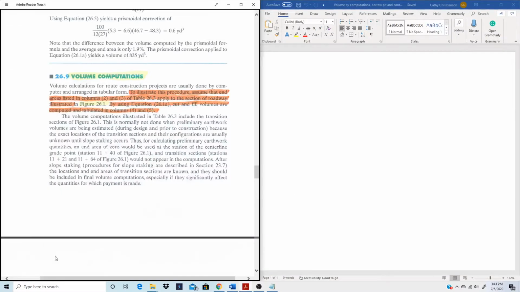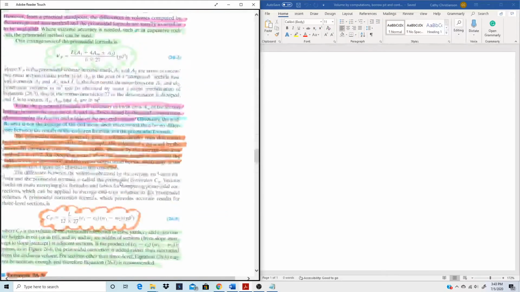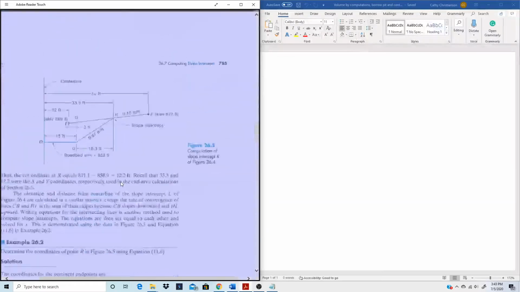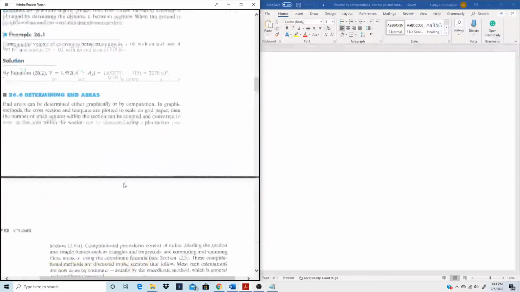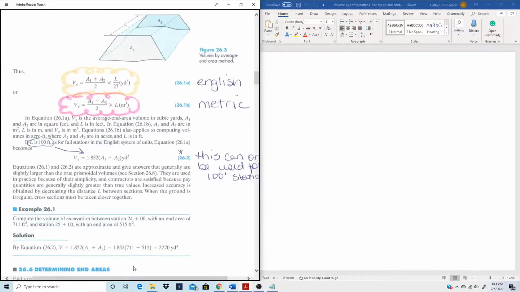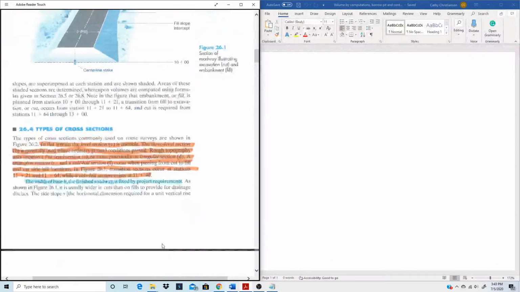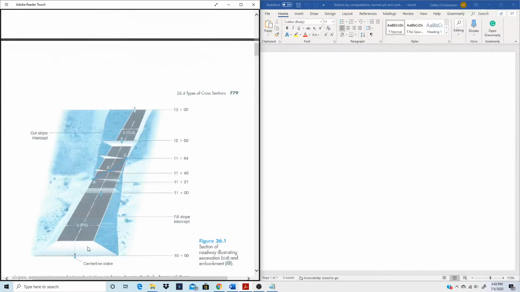Alright, so we're going to pick up with volume computations. This is section 26.9. So in the beginning of the chapter, it showed a cross section, and I'm going to show you what it looks like. It's back here in the very beginning. Right here. Alright, so it's between 10 and 13.